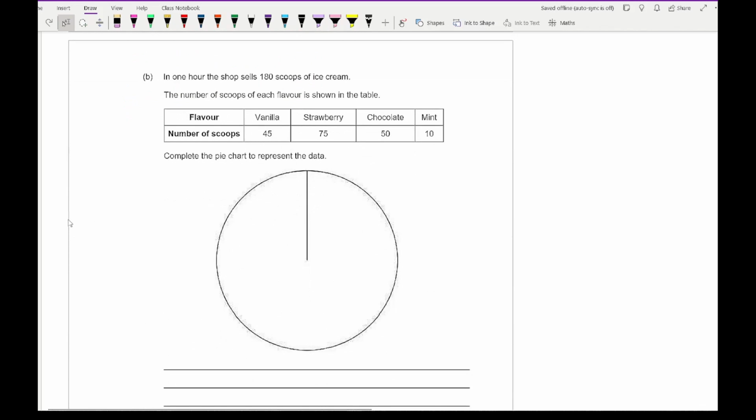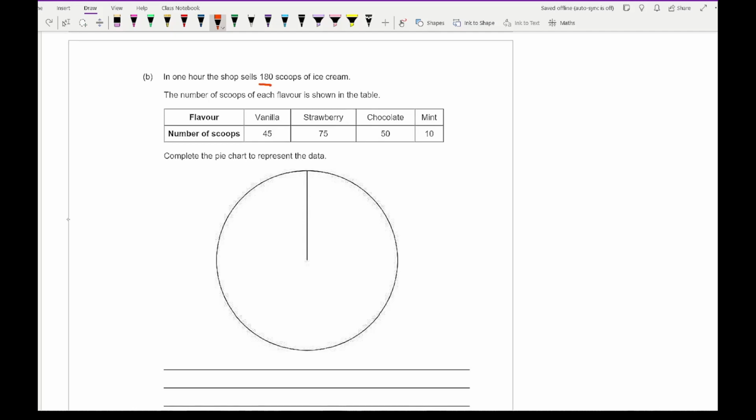Now for question B, it says in 1 hour the shop sells 180 scoops of ice cream. The number of scoops for each flavour is shown in the table, and the question is asking us to complete the pie chart to represent the data. Now, even though this question is on a calculator paper, we can do it without a calculator because angles inside a circle add up to 360.